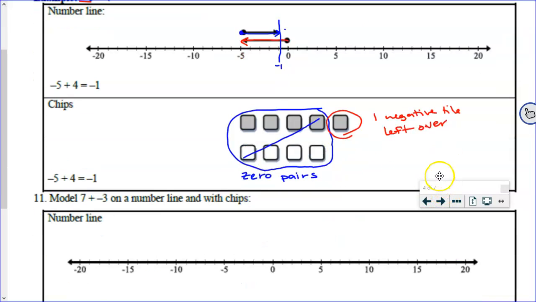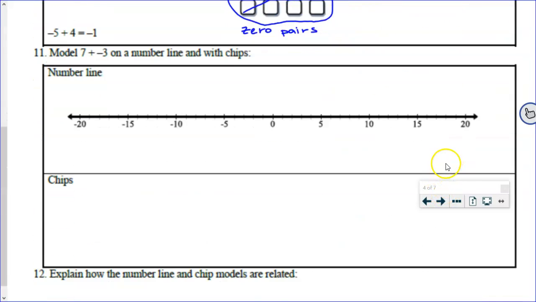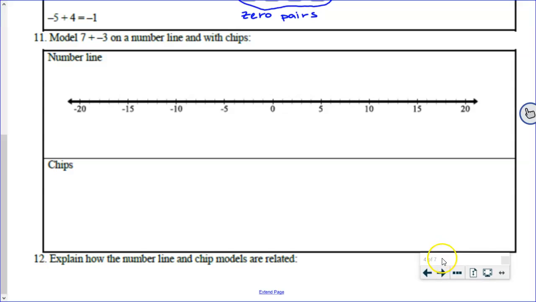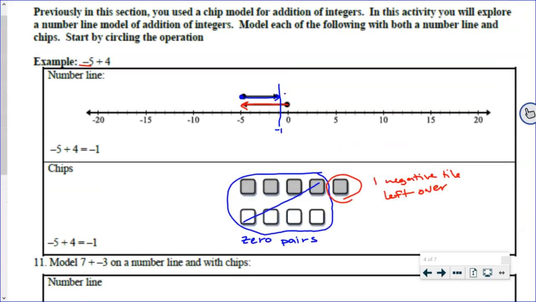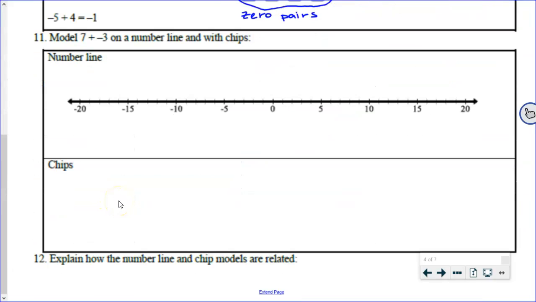Let's see where we left off. I think it was right here. Okay. And then I asked you to complete these as homework. So I'm not actually going to be coming around and checking your homework. I'm not going to come to see who did it and give you points for that. But I'm hoping that the fact that you did it is going to start your discussion now. Number 11, you should have modeled 7 plus a negative 3 on a number line and with chips. And then discuss with your groups how those models are related. We already saw this one worked out for us. This one you were doing on your own. So compare with your groups and discuss question number 12 with your groups. Ready, set, go.